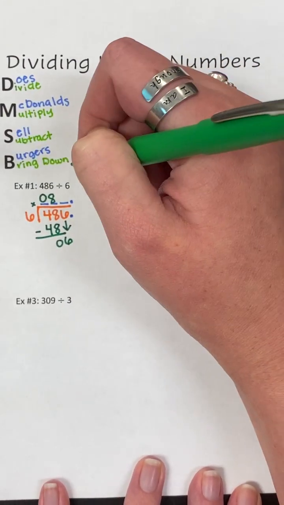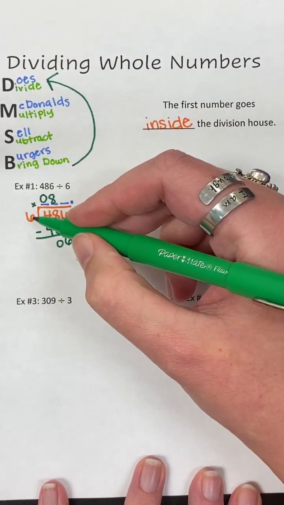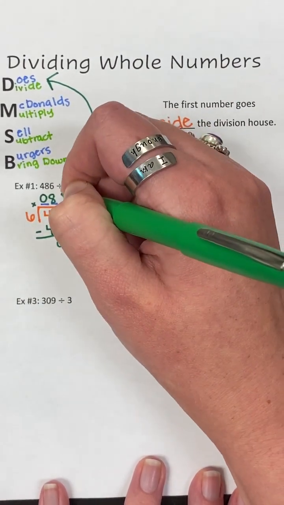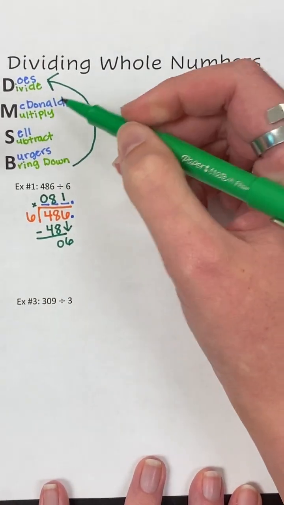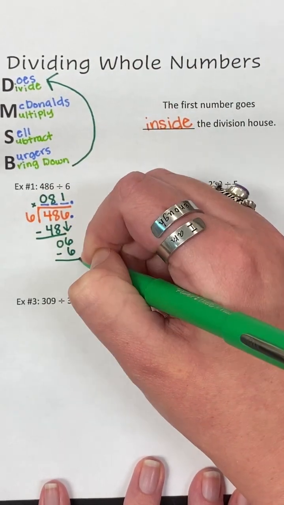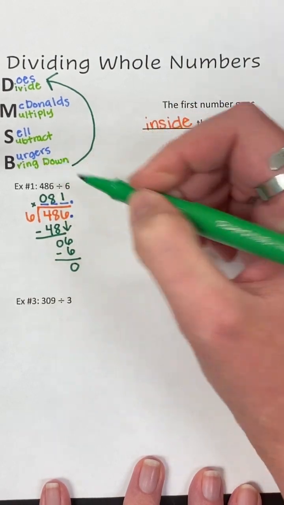After I bring down, I go back to the top. So divide. How many times does 6 go into 6? Or what times 6 gives me 6? That's 1. 6 times 1 gives me 6. Multiply. 1 times 6 is 6. My next step is subtract. 6 minus 6 is 0. And then finally bring down.